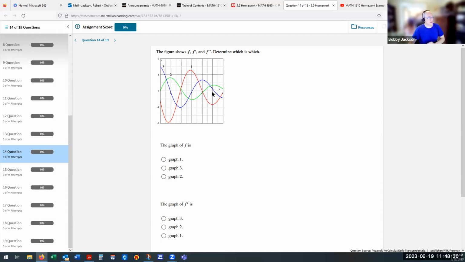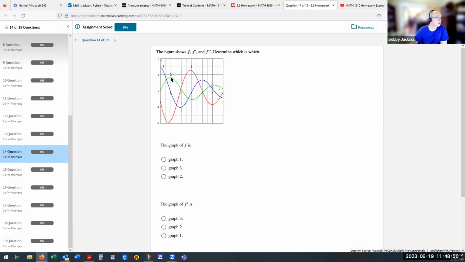So I would deduce right now that this red graph cannot be f because its derivative is not here, and it can't be f prime because its derivative, which would be f double prime, is not there as well. So my guess is the red one is f double prime. Okay, let's take a look at the green one.